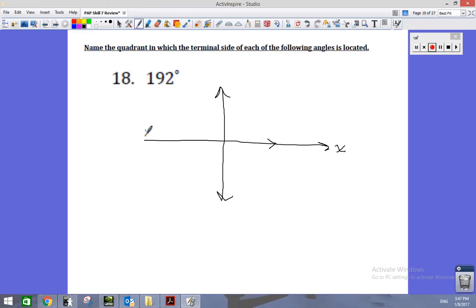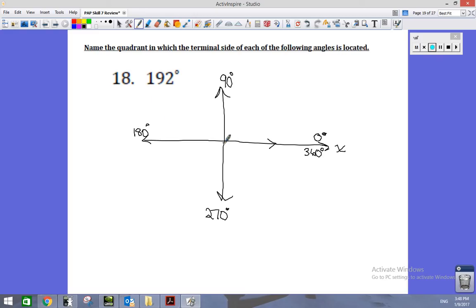So my 192, well, let's write our boundaries on here, angles for our quadrants. If any angle is between 0 degrees and 90 degrees, it's going to lie in quadrant 1. If you're bigger than 90 and smaller than 180, you're in quadrant 2. If you're bigger than 180 and smaller than 270, you're in quadrant 3. And you've made one complete revolution if you're up here at 360.